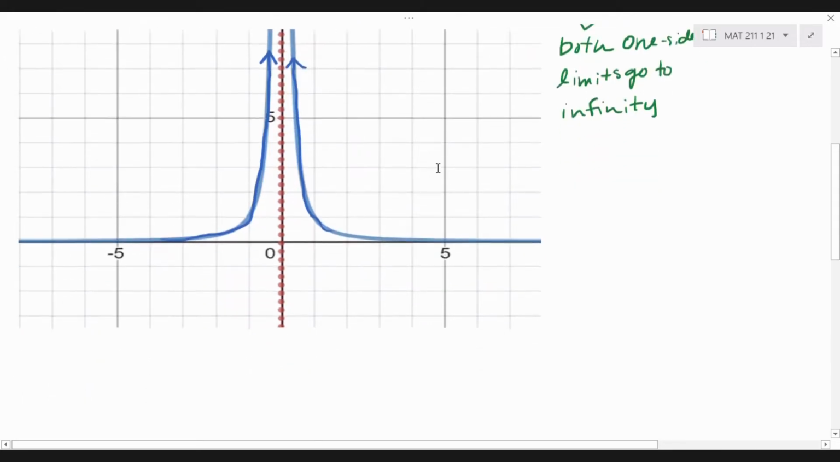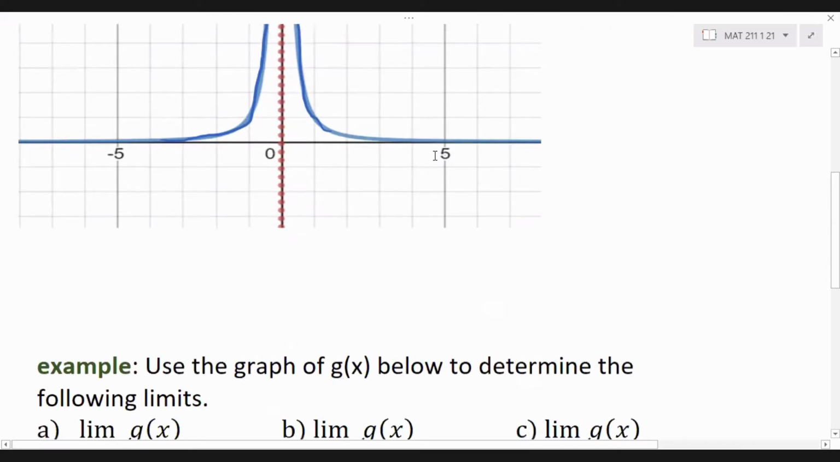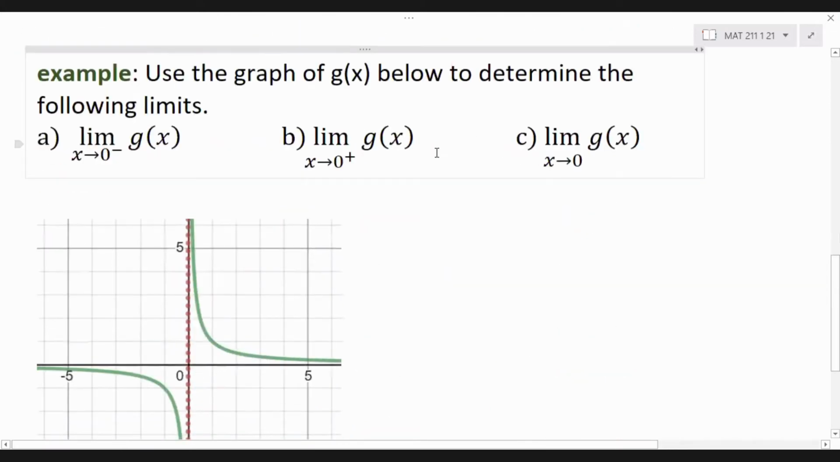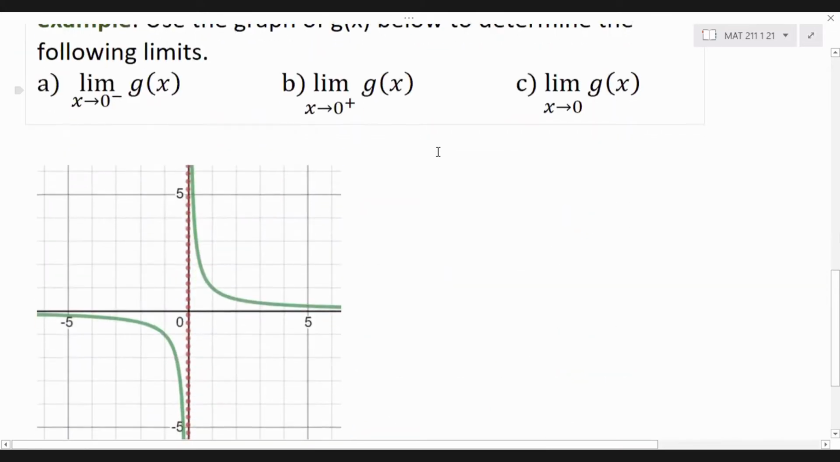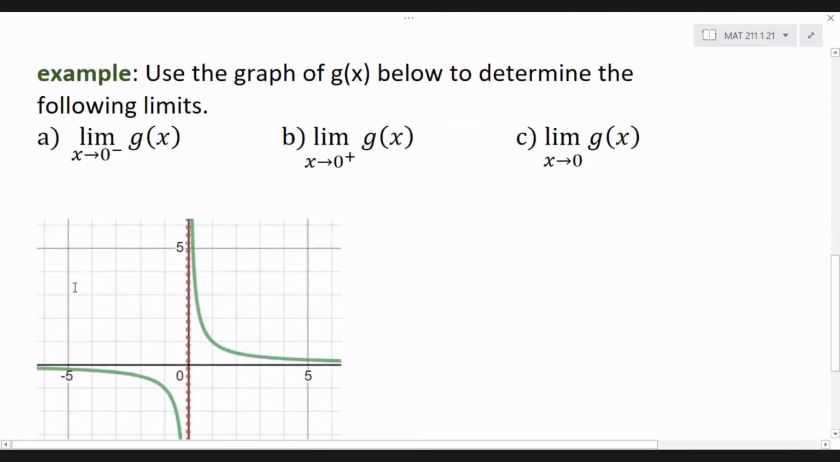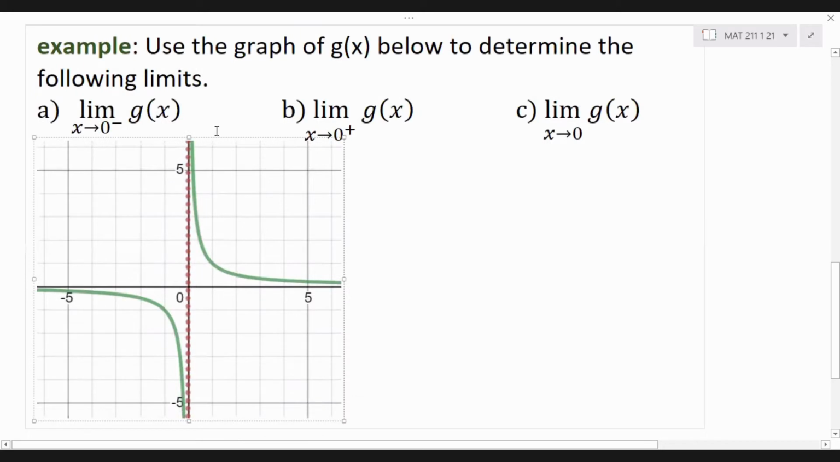So let's look at what if we have an asymptote where the two sides of our function are going to different places. These are actually the same 3 limits. We just have a different function now. Now we have this green function g, and there's still a vertical asymptote at 0. Take a moment to think about these 3.